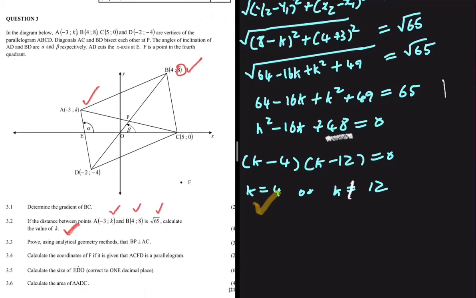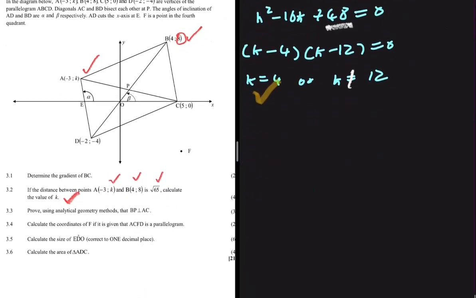Let's move to 3.3. 3.3, we are supposed to prove using analytical geometry methods that BP is perpendicular to AC. So what are we required to prove? We are required to prove that the gradient of BP multiplied by the gradient of AC will be equals to minus 1. That's what we mean when we say BP is perpendicular to AC.